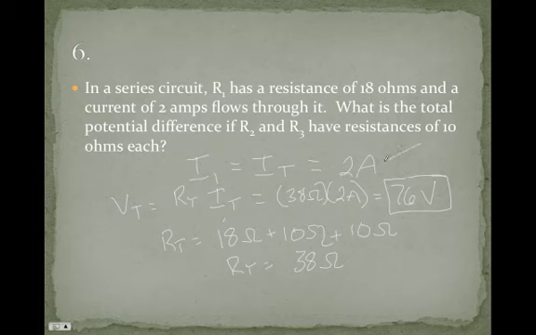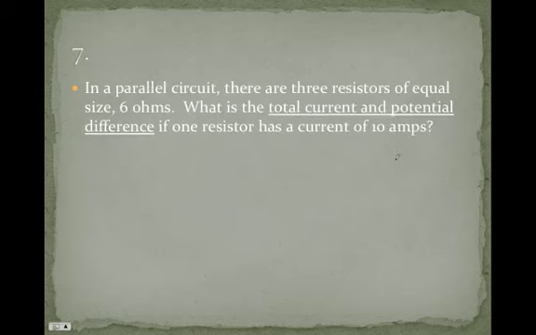And again, it's all because of this. The current through one part of a series circuit is equal to the current through the whole thing. So total current is equal to current through the first resistor. Question 7, in a parallel circuit, there are 3 resistors of equal size, 6 ohms. What is total current and potential difference if one resistor has a current of 10 amps?